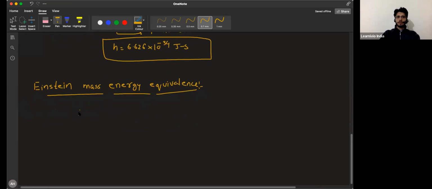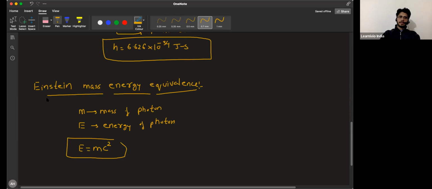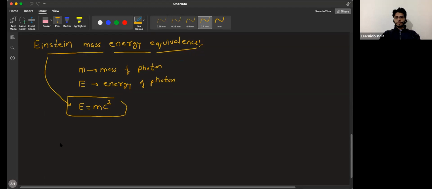So if m is the mass of a body, or you can say that m is the mass of a photon, and E is the energy of the photon, then you can relate this E and m and you can write this as E is equal to mc square. That's Einstein's mass energy equivalence. E is equal to mc square. So that mass energy equivalence says that mass can be converted into energy. So if mass m gets converted into energy, the energy is mc square.